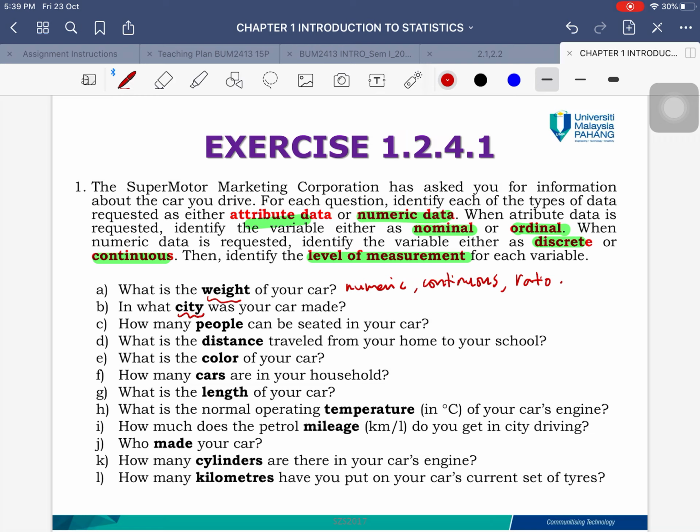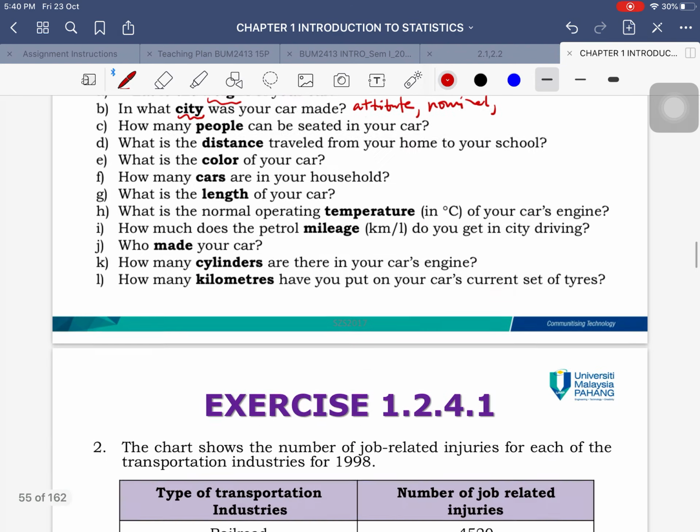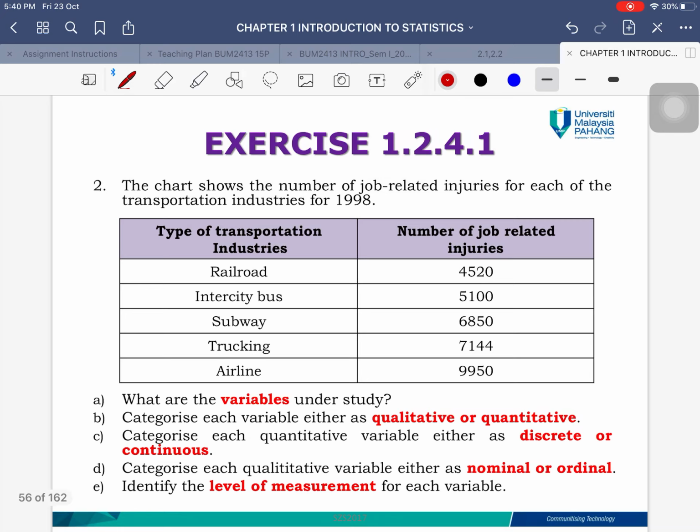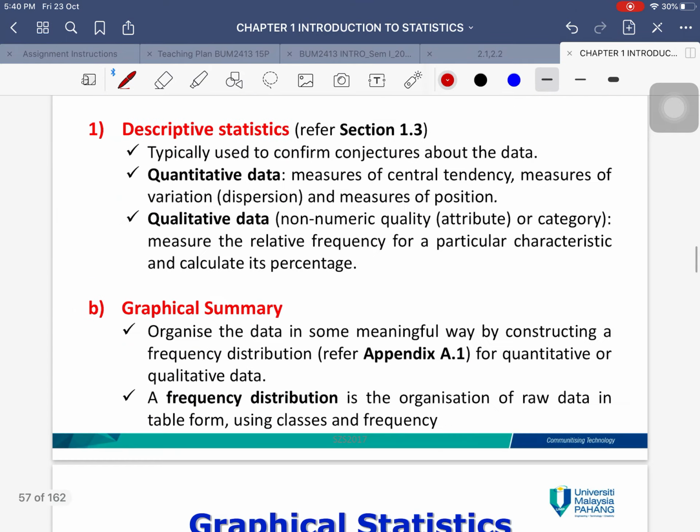For B, in what city was it committed? The variable is going to be city, and we know that city doesn't involve numbers. It's going to be an attribute variable, or qualitative variable. Is it nominal or ordinal? Do we order cities? No, we don't do that, so it's going to be nominal. And what is the level of measurement? It's going to be the same. Remember, the level of measurement is going to be the same as for classifying qualitative or quantitative. So therefore, it's still going to be a nominal level of measurement. Okay, so proceed with the rest, and we'll discuss it when we have our online session later.